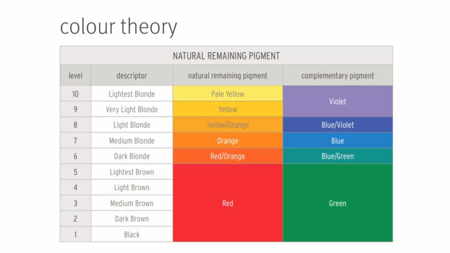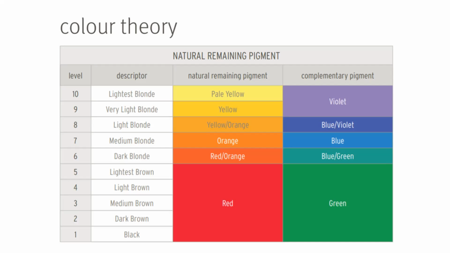For instance, if you were going from a level 6 up to a level 9, and you're putting colour on, you're going 3 shades lighter, 6, 7, 8, 9. You'd have your yellow tone there, but you may not want yellow tone, depending on the outcome with your guest. So you may, in this case, need to neutralise that with a violet tone.